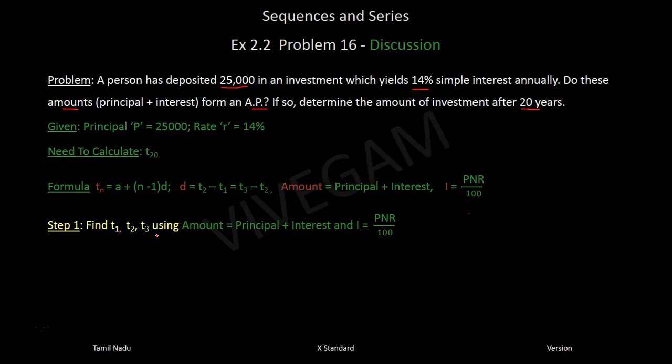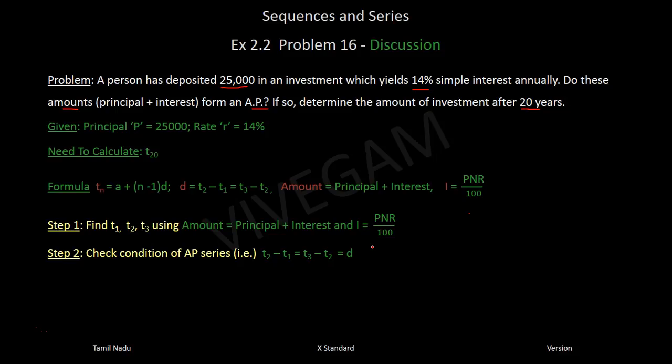These are normal formulas. So first we need to find T1, T2, T3 to confirm whether it is an AP or not. And how will we do that? Amount equals principal plus interest, and I equals PNR by 100. So find the interest for 1 year. Once you find the interest for 1 year, calculate T1, that is amount, principal plus I, which will be the amount at the end of the first year.